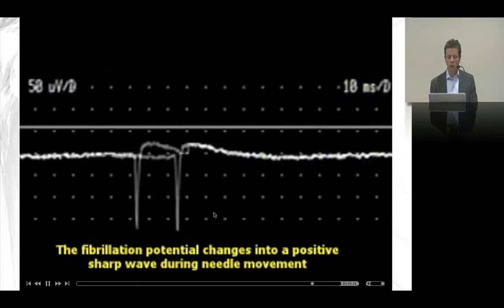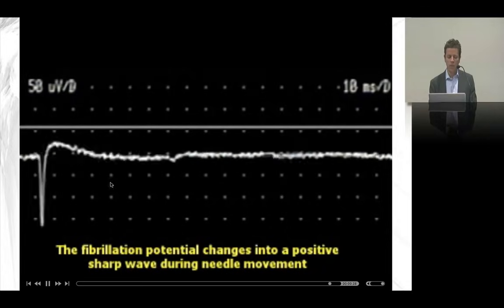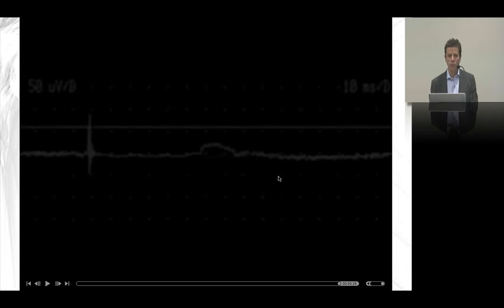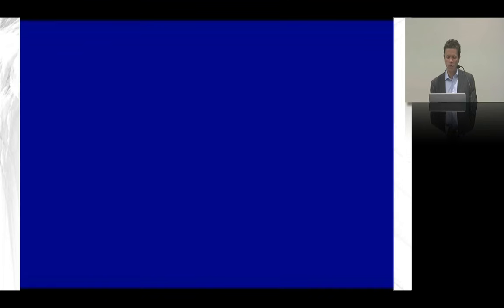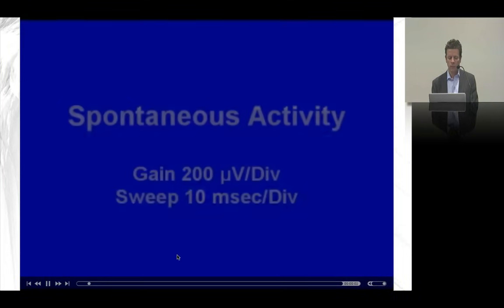And basically a fibrillation and a positive sharp wave are the same, but you can see a positive sharp wave is just where there's no upwards movement. In neurophysiology, negative is up and positive is down, just to confuse matters. But that just shows that there are these brief popping discharges from irritated muscle fibers, usually denervated.